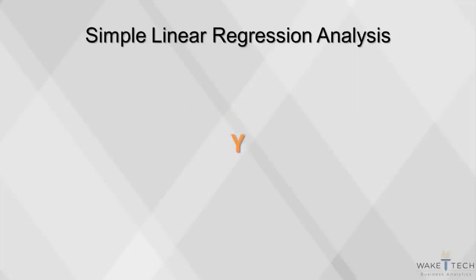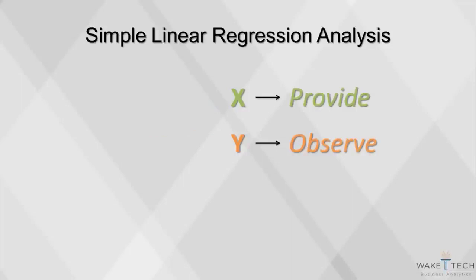Regression analysis is used to predict the value of one variable, the dependent variable y, on the basis of other variables, the independent variable x. In other words, if you know something about x, you can use it to predict something about y. We provide the independent variable x, and we observe the dependent variable y.